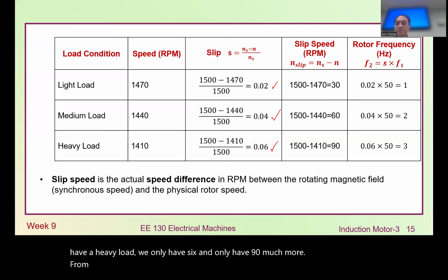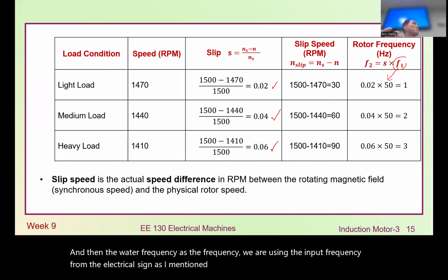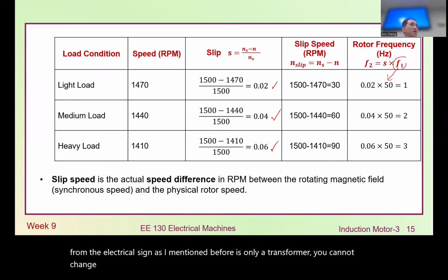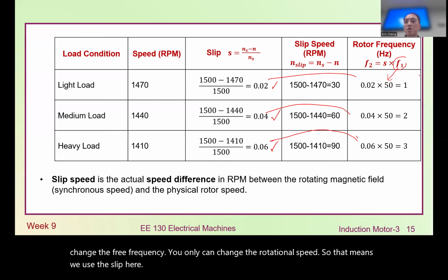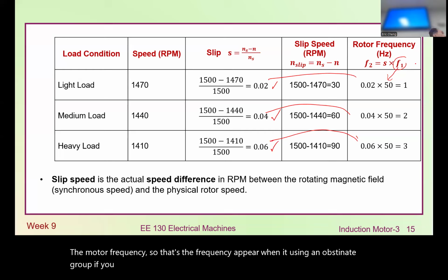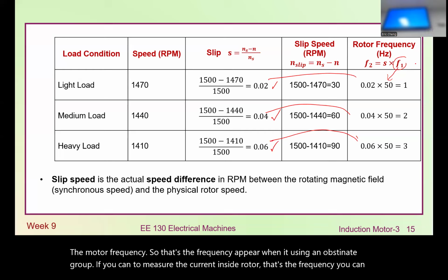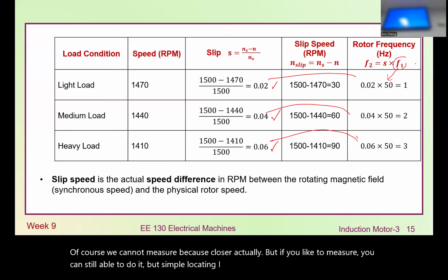And then for the rotor frequency, we are using the input frequency from the electrical side. As I mentioned before, it's only a transformer. You cannot change the frequency. You can only change the rotational speed. So we use the slip here to calculate the rotor frequency. That's the frequency that appears when using an oscilloscope. If we measure the current inside the rotor, that's the frequency you can see there. Of course, it's rotating, so I don't think you can easily measure it, but this is how we calculate it.